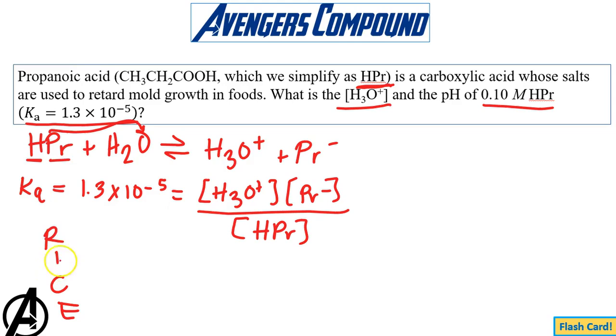How do I know I'm in a RICE table? Because we already have an additional amount that was given to us. They gave us 0.10 molar of HPr. And no matter what, because I am dissociating this proton, that's going to equal our initial amount. And how can we verify that?